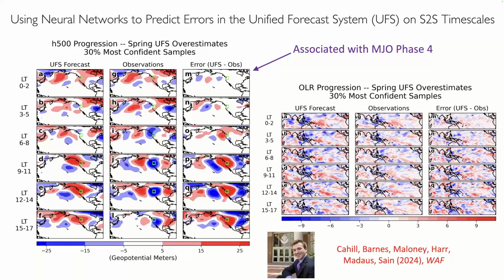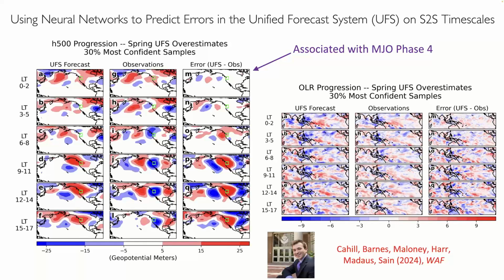If you compare that to what actually occurs in observations, you can see that the observations are much more transient, in that you originally get a ridge and then it translates to something that looks like a trough over the Pacific Northwest. So the state of the ridge and trough system is completely opposite in the UFS compared to what you see in observations. So what's going on here?